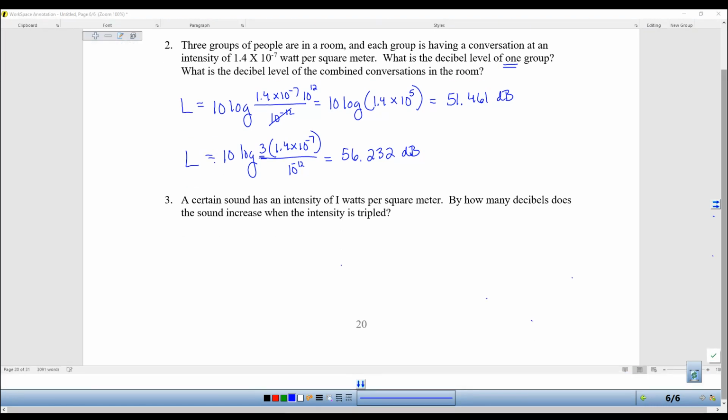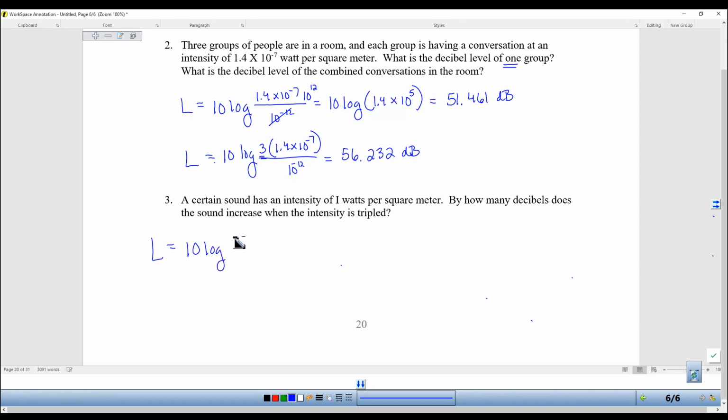A certain sound has an intensity of I, so I'm not actually going to give it to you this time. By how many decibels does the sound increase when the intensity is tripled? So it's just like the one that we just did, but here we had actual numbers. So we could see that the decibel level increased by 5, even though the intensity was tripled. Now I want to know, in general, for any intensity I, how does it work? This is going to be a lot more challenging. Here's how we're going to do it.